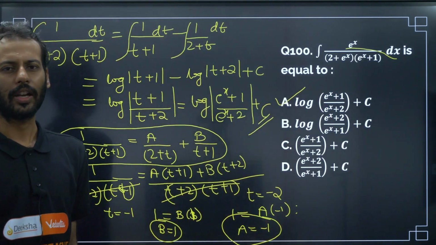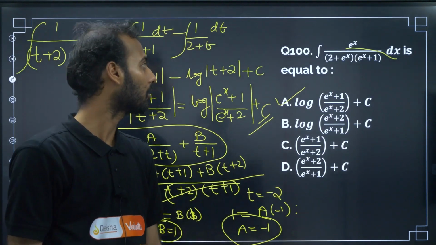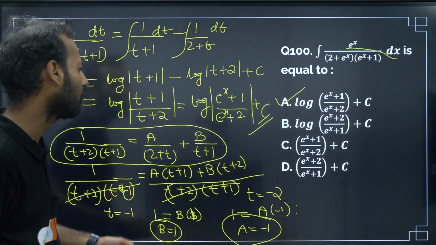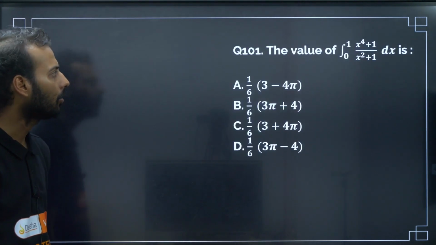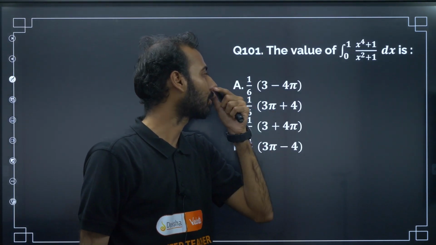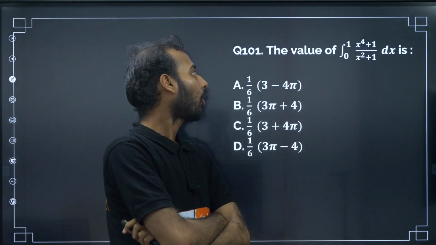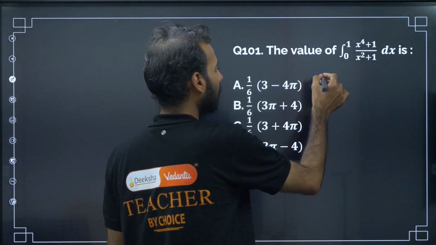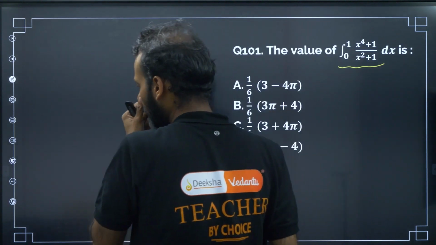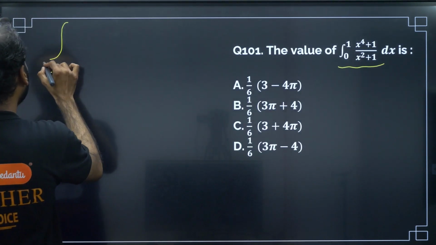Easy question only, time consuming only for the students who have not practiced. If you practice sufficiently, we can finish it fast without an issue. Next, the value of the integral from 0 to 1, again an algebraic expression. So standard algebraic integrals are not available. Whenever standard integrals are not available, go for algebraic manipulation. So how to manipulate this integral from 0 to 1?